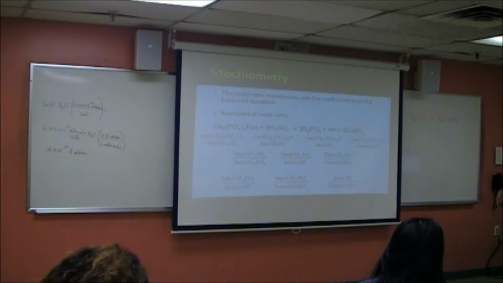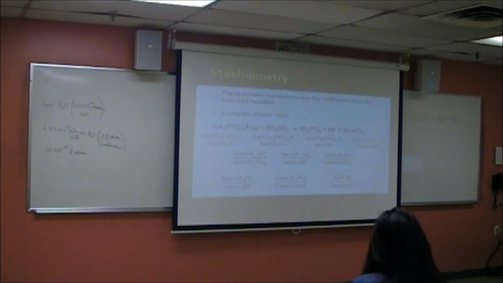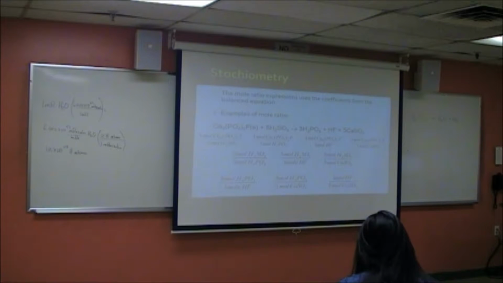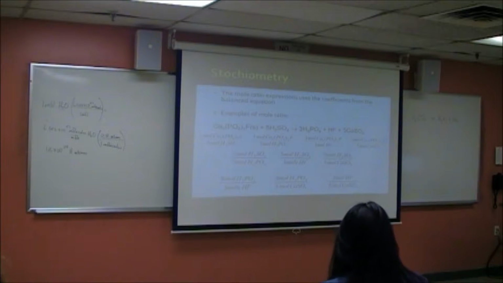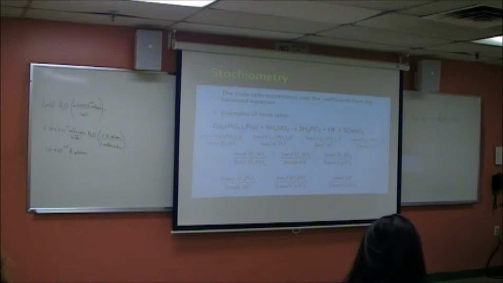So it's the first reactant to the other reactant, that's one. And then the first reactant to the first product, that's two. And then first reactant to the last product, that's three. And then the second reactant to the first product. You can't just leave out one.